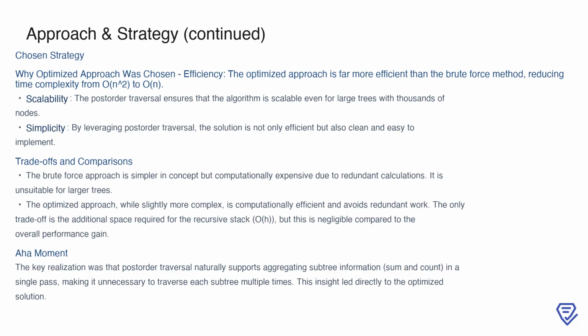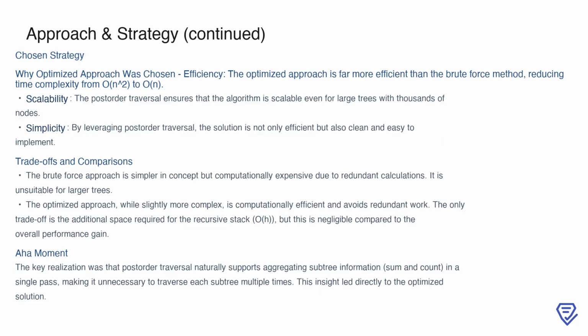When comparing the two approaches, the brute force method is conceptually simpler but suffers from severe inefficiencies due to redundant calculations, making it impractical for larger datasets. On the other hand, the optimized approach avoids these redundancies and processes each node only once, with the only trade-off being the additional space required for the recursive stack, which is proportional to the height of the tree. This trade-off is minimal compared to the significant performance gains.